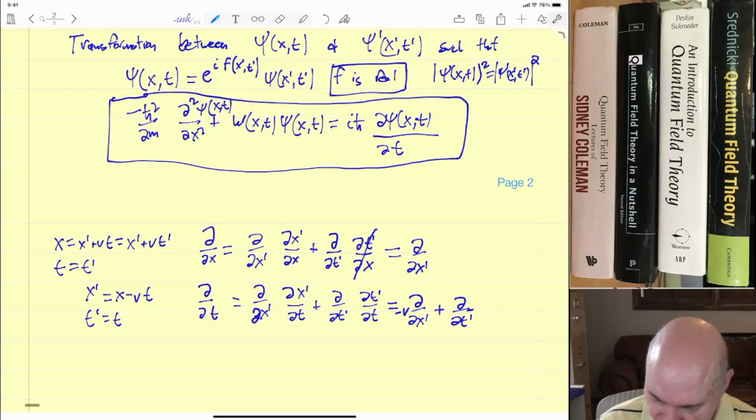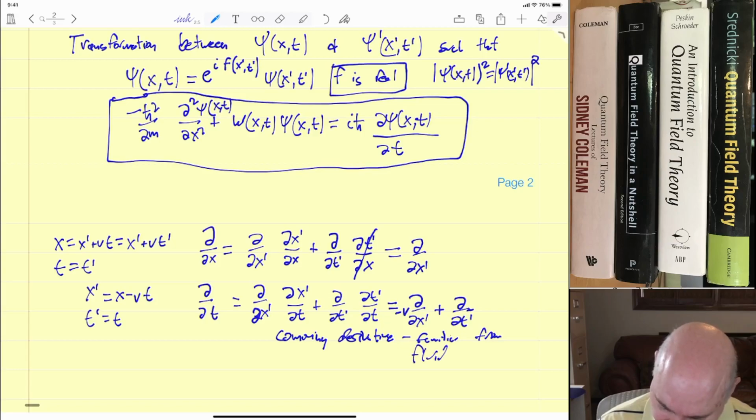You might remember this one especially is just a co-moving derivative. Should be familiar from fluid mechanics if you studied that.